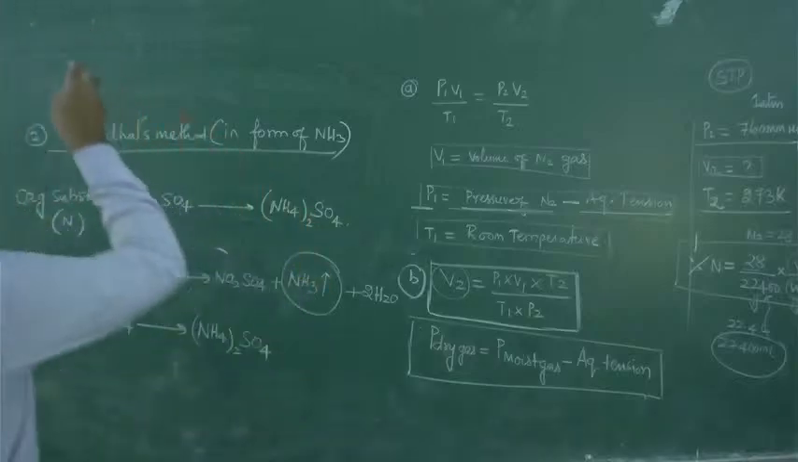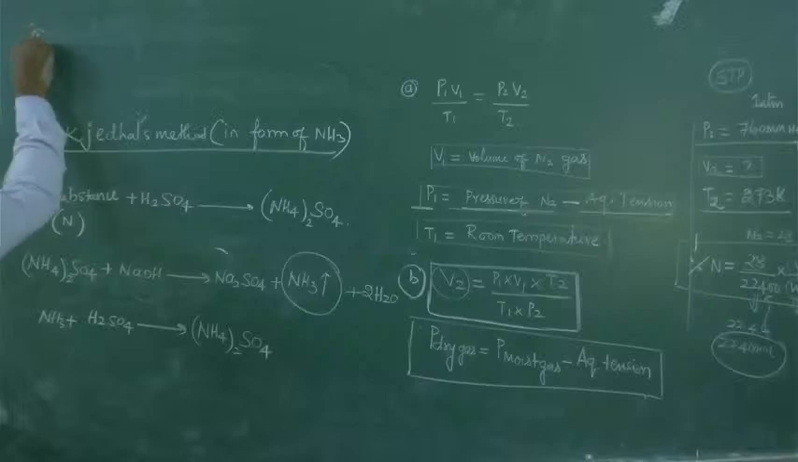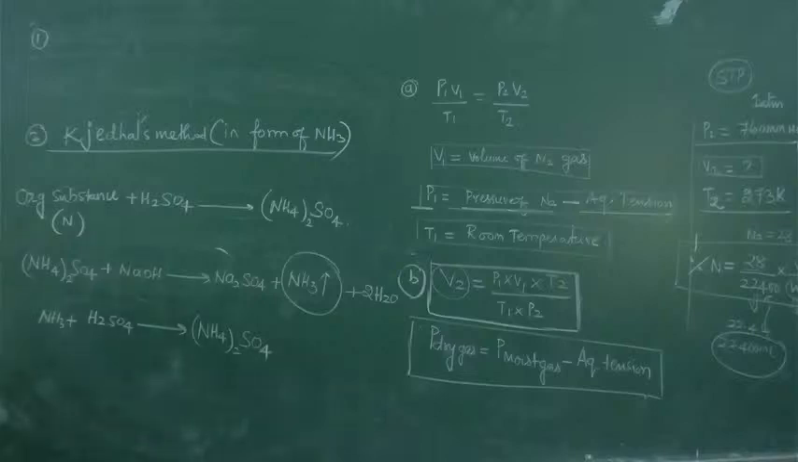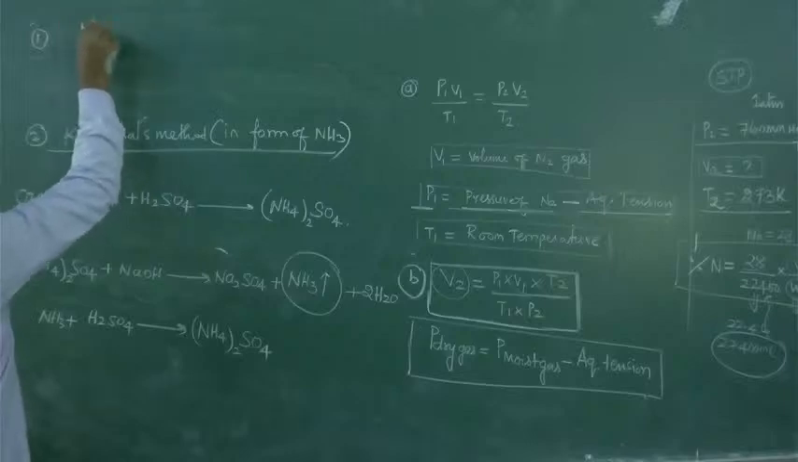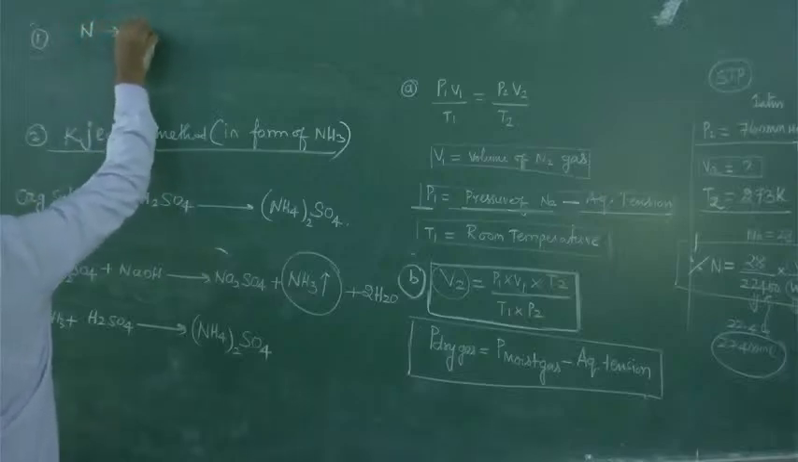Point number one. Any compound in which we cannot estimate nitrogen: suppose nitrogen is present in the ring.